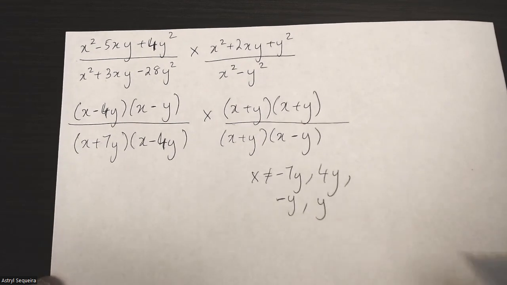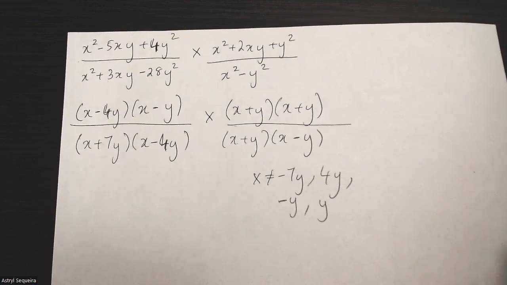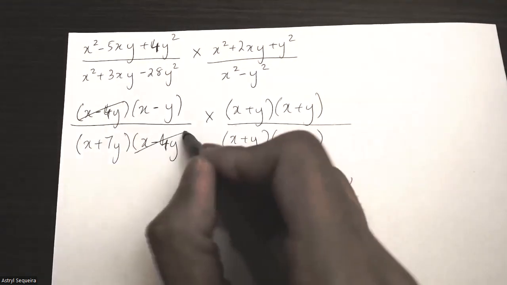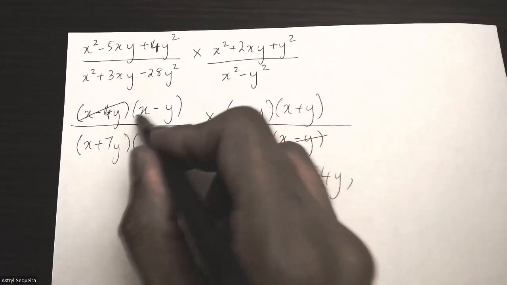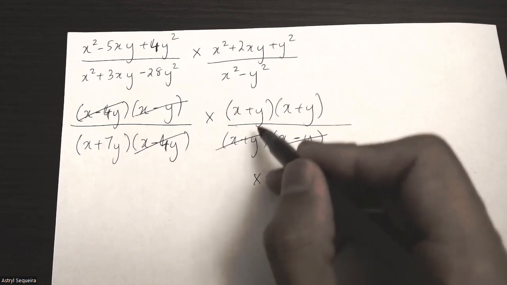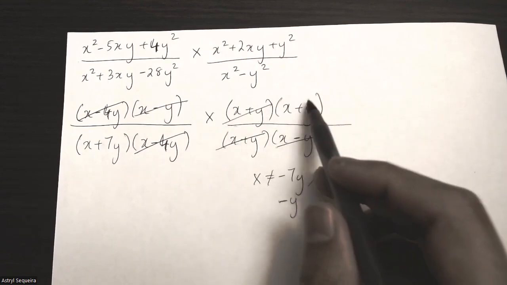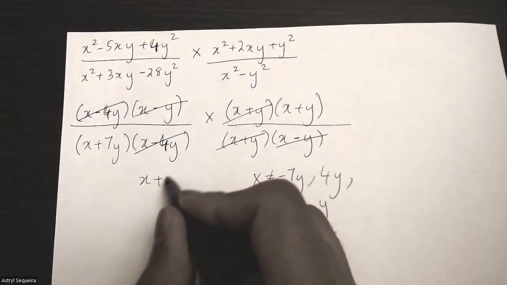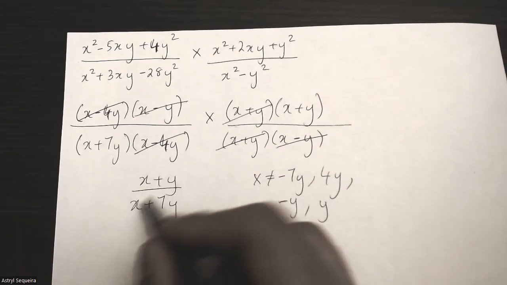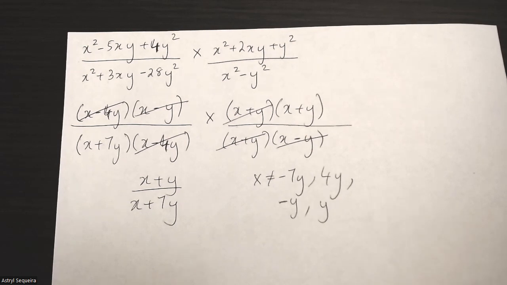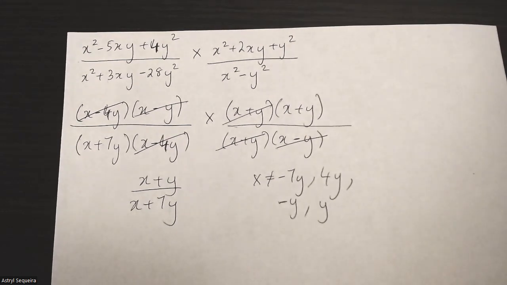And once you state your restrictions, the final step is to just simplify. So we're going to cancel. I can cancel x minus 4y there. I can cancel x minus y over here. I can cancel an x plus y. So I'm just left with x plus y over x plus 7y. So this is my final solution, and these are my restrictions over here.